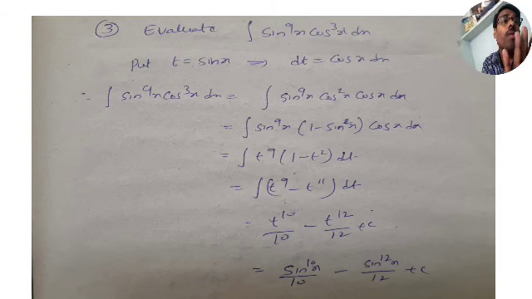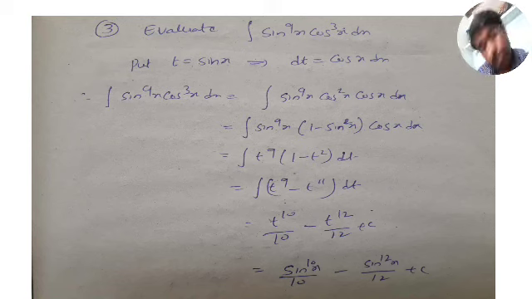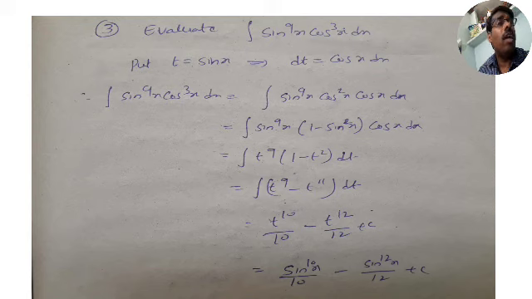Excuse me. Yes. What is that? If sin power is odd, put t is equal to cos x. If cos power is odd, put t is equal to sin x. But here sin power is an odd number and cos power is also an odd number. 9 is an odd number. 3 is also an odd number.